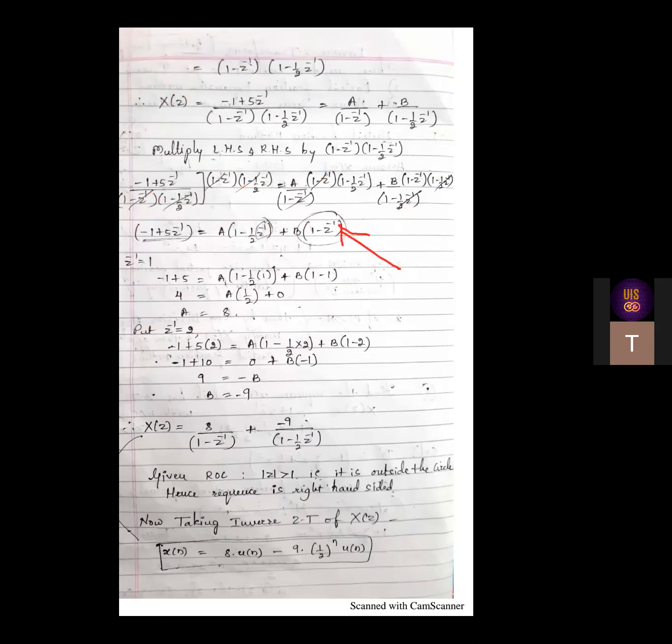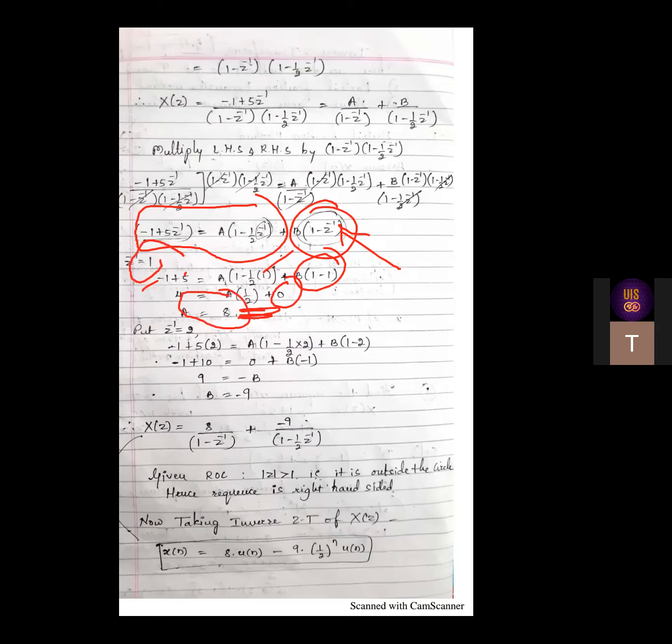So substituting z inverse equal to 1, this will go, we are left with only this part. What will that be? Minus 1 plus 5 into 1 is equal to A into bracket 1 minus half into 1, because z inverse we are putting 1, and this will go, 1 minus 1 is 0, B will not be there. So A is equal to 8, you got. This is one time we have put z inverse equal to 1 and we got A.